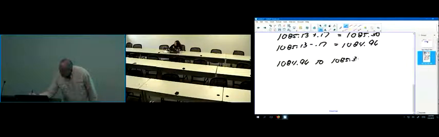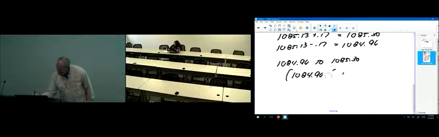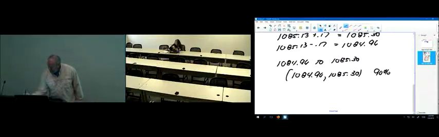And what I mean is, two ways to write it. The confidence interval is from 1084.96 to 1085.30. Another way to write it is in interval notation. The math guy in me comes out. Right, so 1,084.96 to 1,085.3. That is your 90% confidence interval.